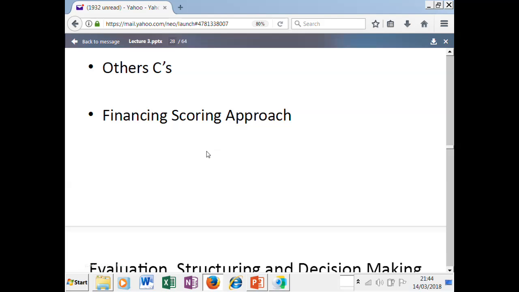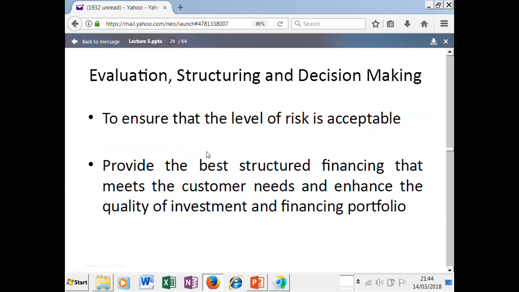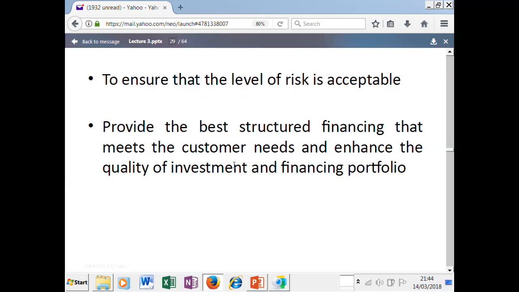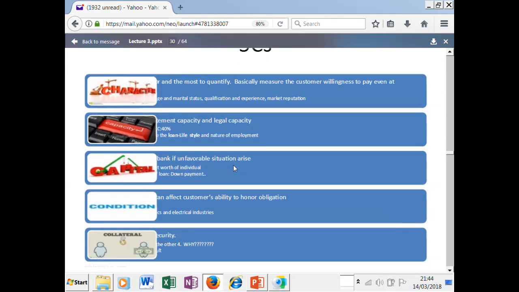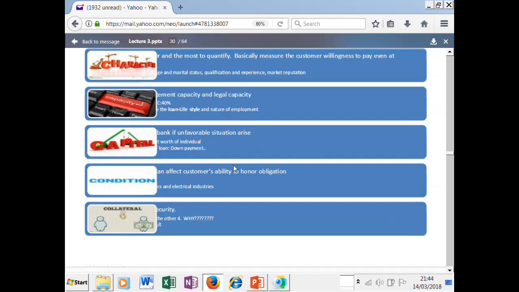Okay, we want to have lesser risk when we provide financing for them. To ensure that the level of risk is acceptable, provide the best structured financing that meets the customer needs and enhance the quality of investment and financing portfolio. This is the 5 C's: character, capacity, capital, condition, and collateral.